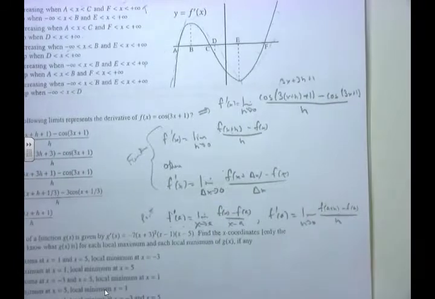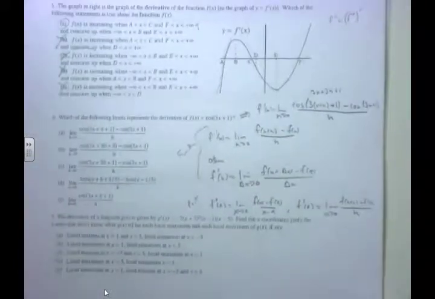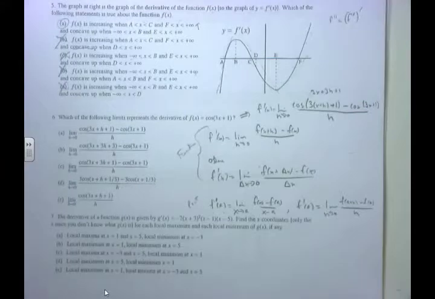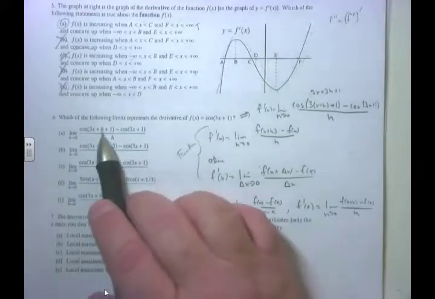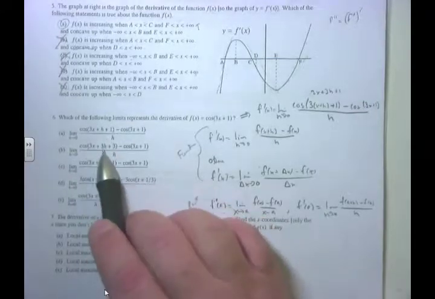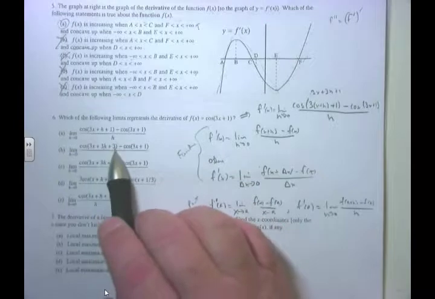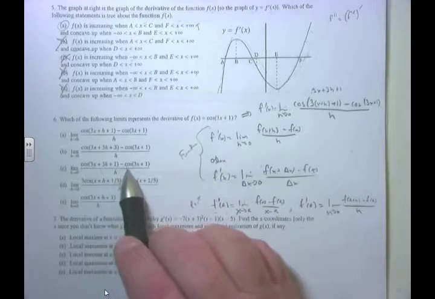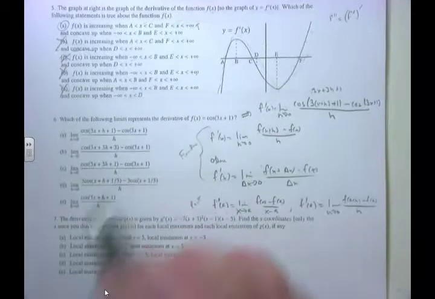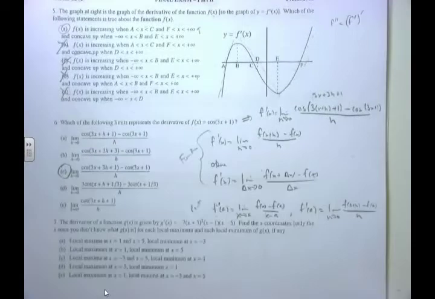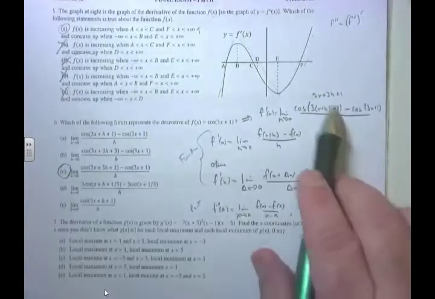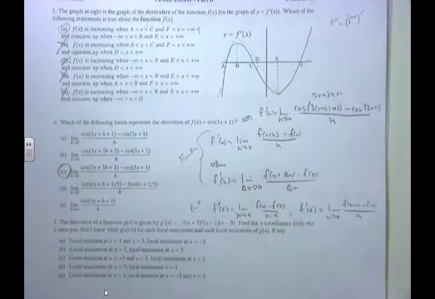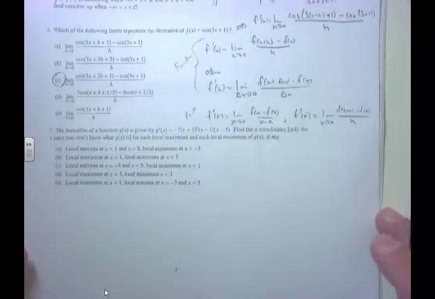So which one of these is going to be my answer? 3x plus 3h. They forgot to distribute the 3 there, so that one's wrong. 3x plus 3h plus 1. That's a 3. No. 3x plus 3h plus 1 minus cosine 3x plus 1 over h. Yep. Answer C. Matches up to this, but cleaned up a little bit in my parentheses. But notice, you were expected to know the definition of derivative. Take a look at the next one, number 7.